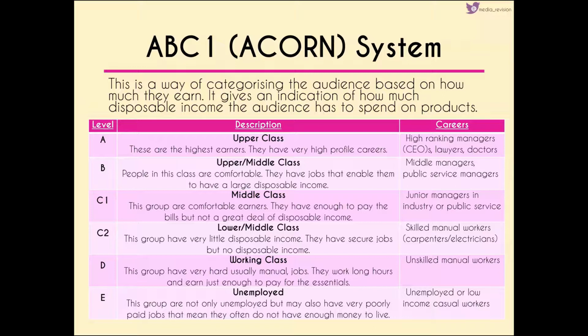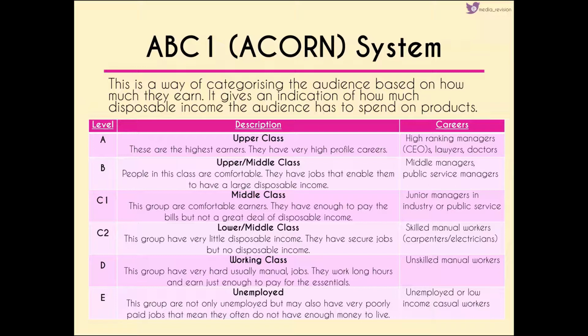Now our C1 and C2 are mostly middle class, middle to lower class. So in C1 we've got firmly middle class audience. The group are very comfortable, they've got enough to pay the bills, but they don't have a great deal of disposable income. So that would be people like your junior managers in industry or in public service, people like your teachers, police, those sort of people would be in C1.